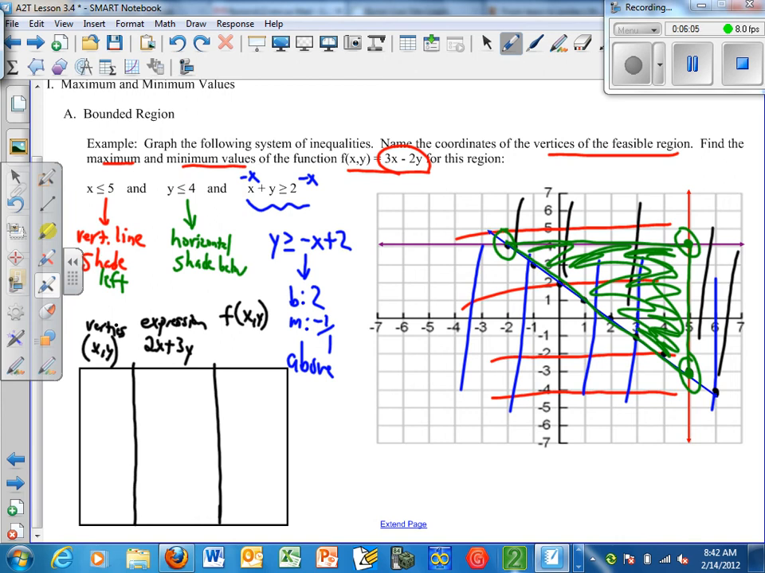Now in this case, we have 3 vertices, 3 corners. That's a triangle. It's actually a right triangle. So we're going to have 3. Sometimes you will have more than that. Could be a quadrilateral where you'd have 4. So let's write down, and it doesn't matter what order you put these in.